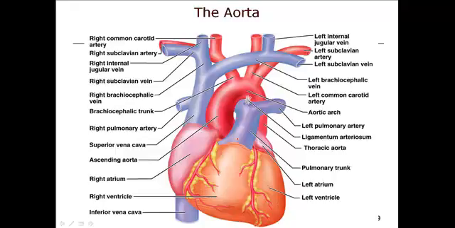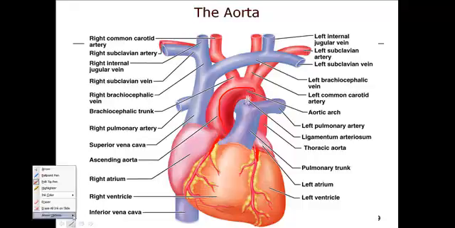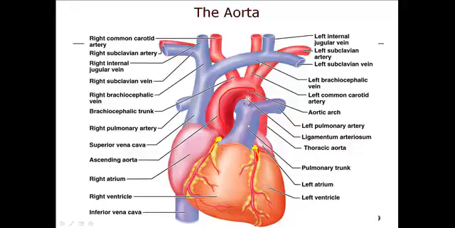So here's what it looks like. Again, here's the arch. Here's your right coronary. Here's your left coronary. These always come off right after the blood is ejected from the left ventricle into the aorta, these two coronary arteries come off. Right coronary, left coronary. So then the blood will come up, and the first one is the brachiocephalic trunk, which is just this part.